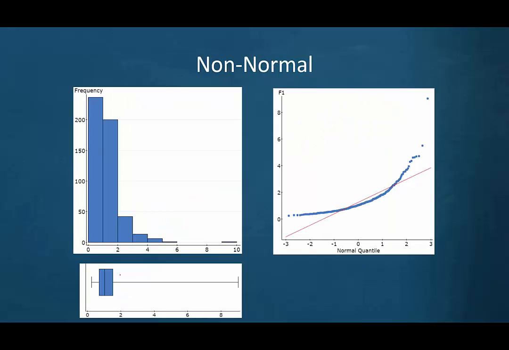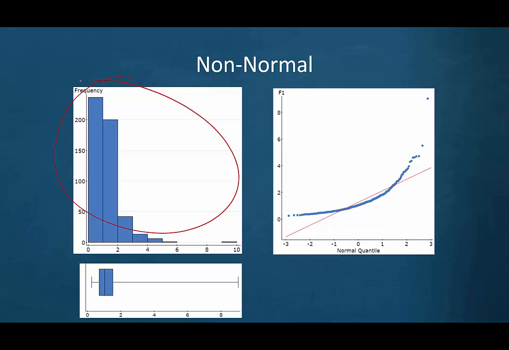What would a QQ plot or a probability plot look like for a skewed distribution? It would not be linear. A normal probability plot would also show a nonlinear pattern. As we will see here, this QQ plot does not lie along a straight line. So this confirms that the distribution is indeed not normal.